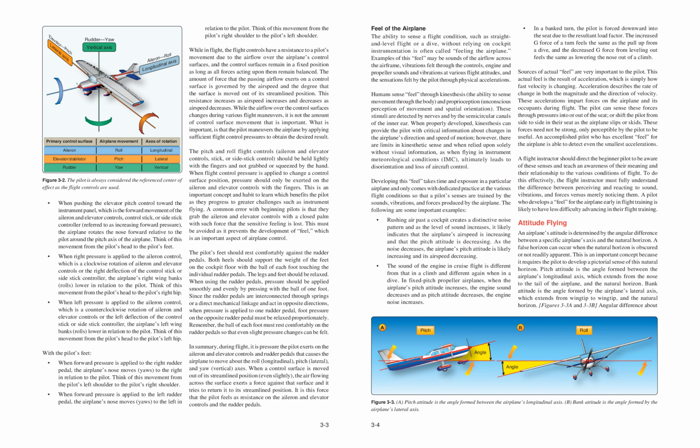Humans sense feel through kinesthesis, the ability to sense movement through the body, and proprioception, unconscious perception of movement and spatial orientation. These stimuli are detected by nerves and by the semicircular canals of the inner ear. When properly developed, kinesthesis can provide the pilot with critical information about changes in the airplane's direction and speed of motion. However, there are limits in kinesthetic sense and when relied upon solely without visual information, as when flying in instrument meteorological conditions, IMC, ultimately leads to disorientation and loss of aircraft control.